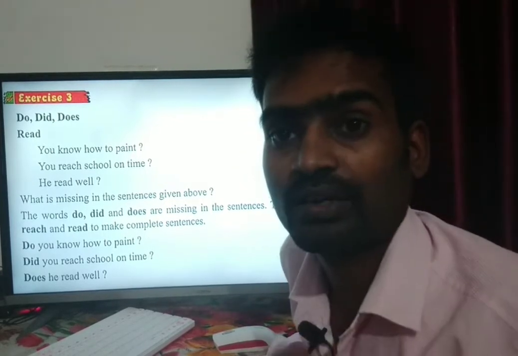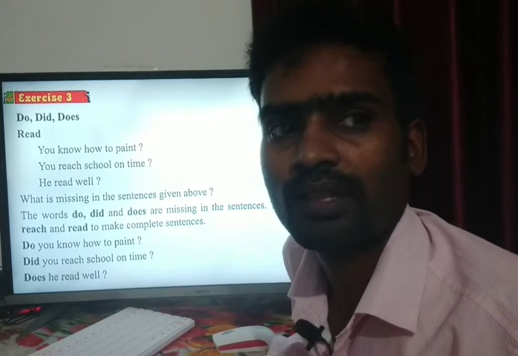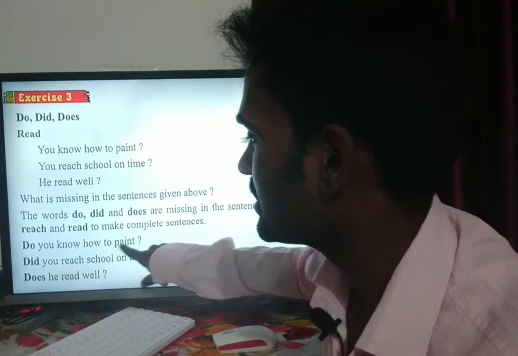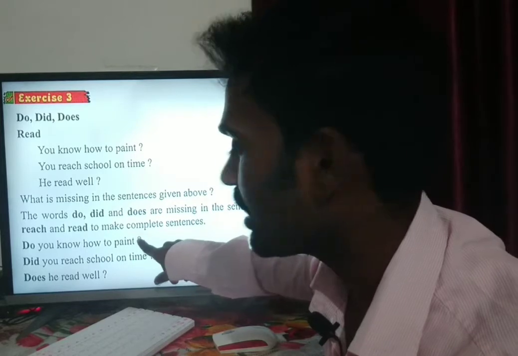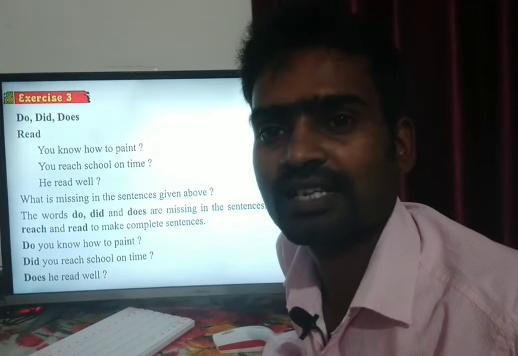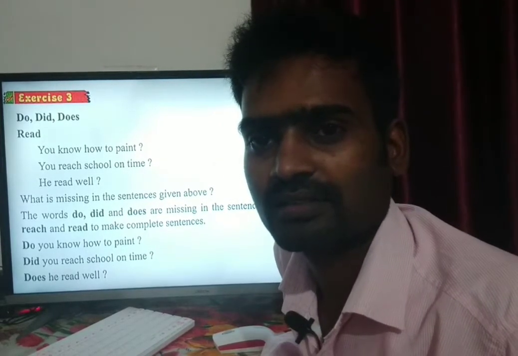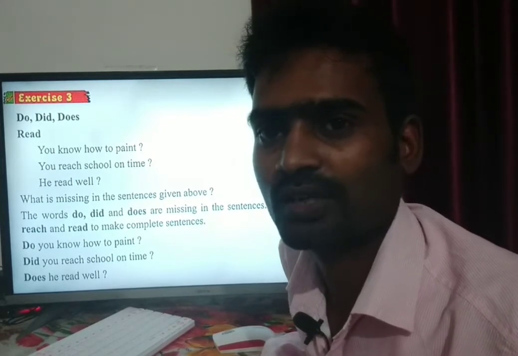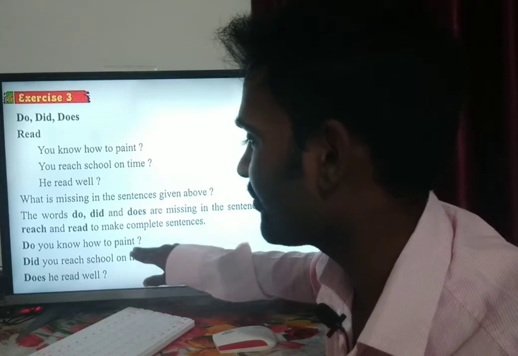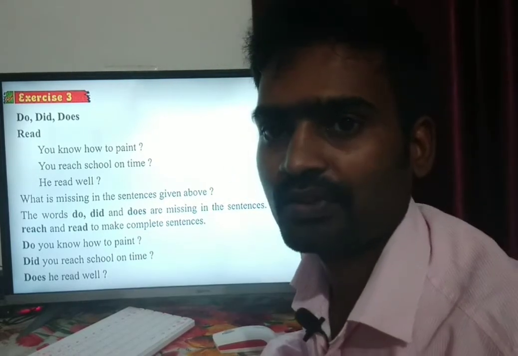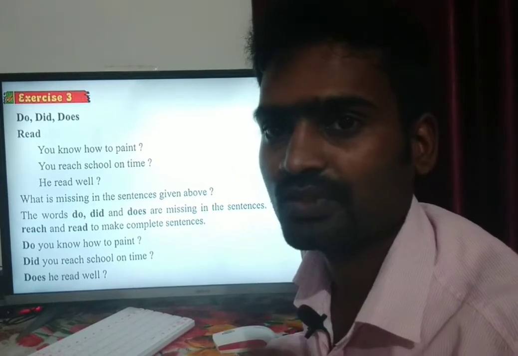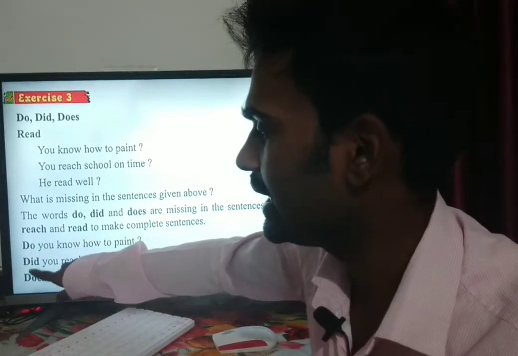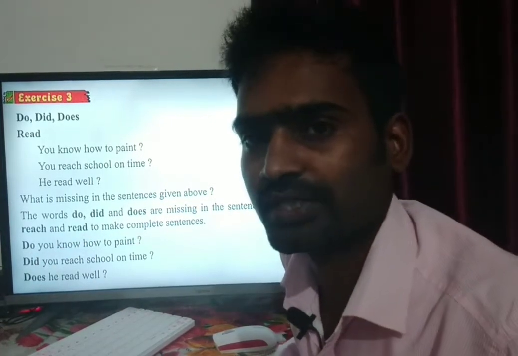How to find out this is a question? We have seen already, in every sentence there is a question mark. With the question mark only we understand this is a question. Right, dear children? So in each sentence we have a question mark at the end, so that it is a question. So we have to use do, did and does for making questions.